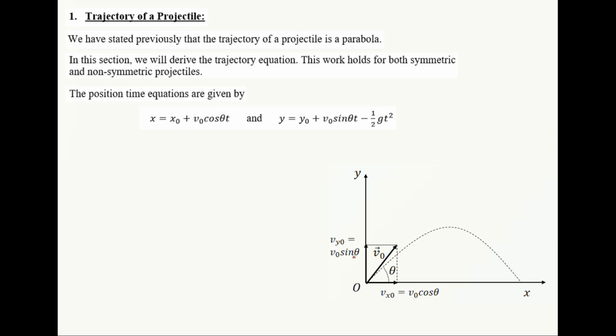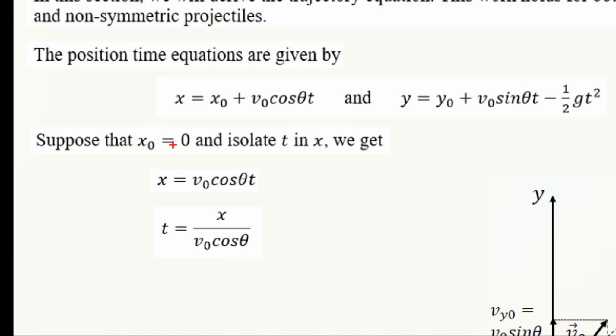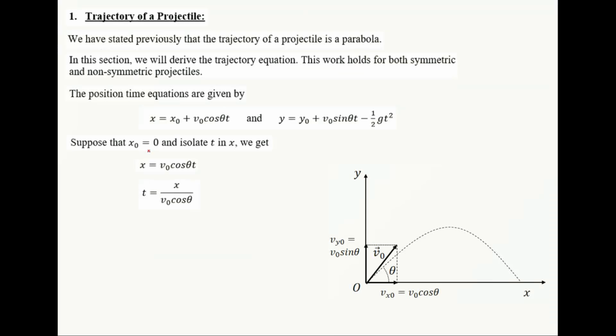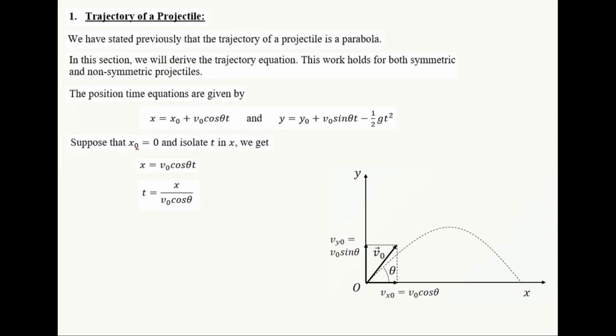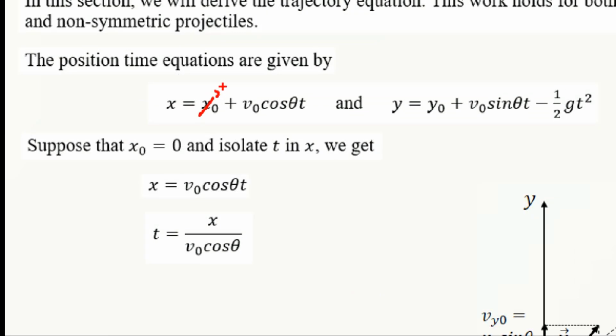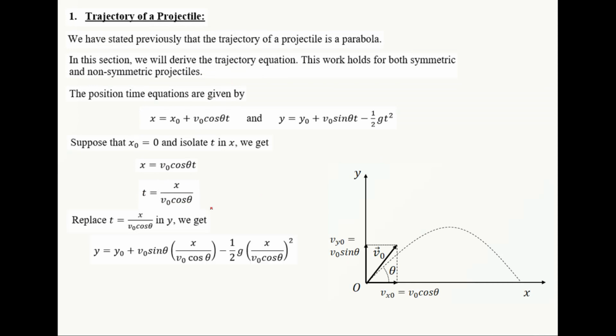And the position time equations are given by that, taking into consideration that the positive y direction is chosen to be up. Now let's suppose that the initial horizontal position coincides with the origin. And this might always happen, like 99% of the cases for a projectile. However, I left the vertical position to be y0. Then if x0 is 0, we're gonna have the following equation, and we can isolate the value of t in x. Then t would be given by x divided by v0 cosine theta.